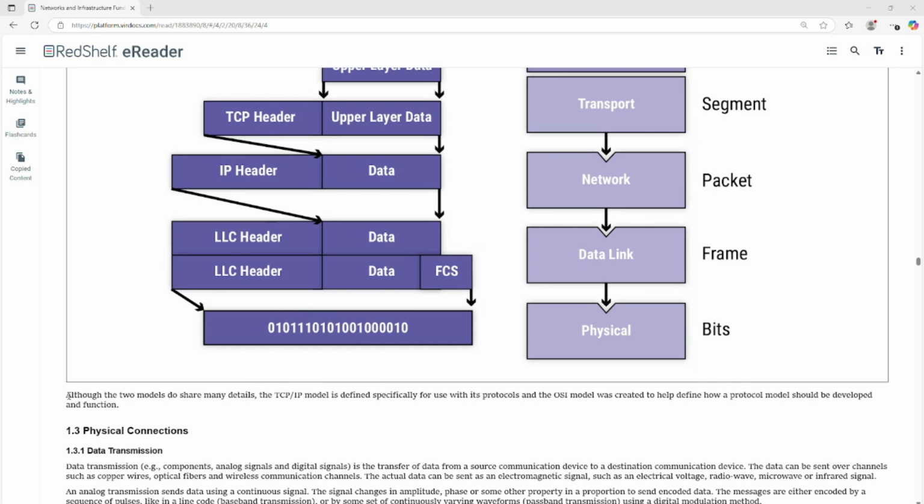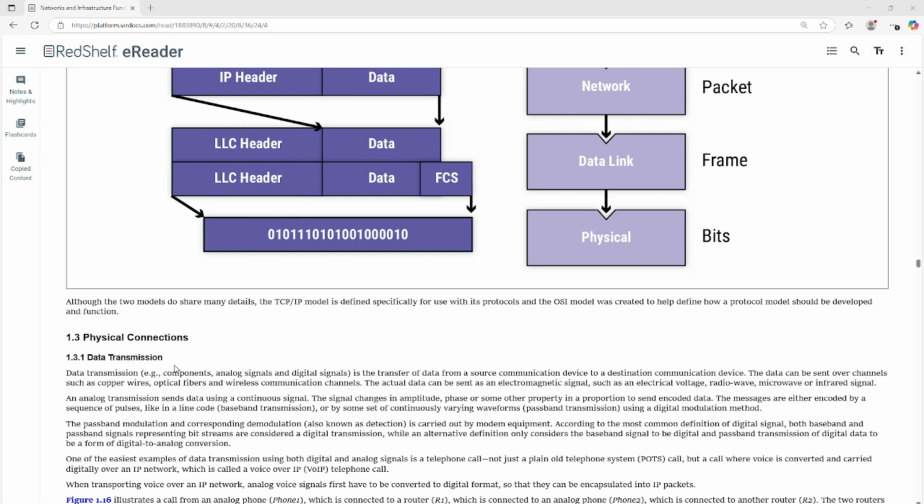Like I already mentioned, although both models do share many details, the TCP/IP model is defined specifically for use with its protocols, and the OSI model was created to help define how a protocol model should be developed and function.